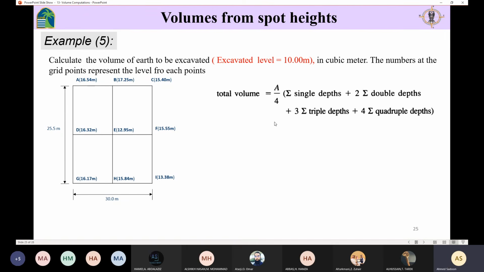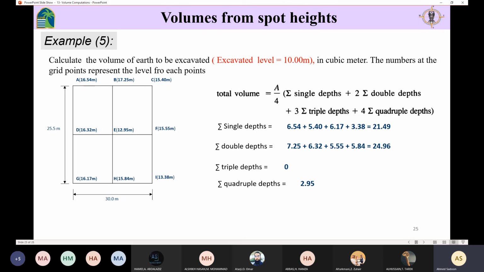So I'm going to apply this formula again. Nothing is going to change, except that instead of putting 16.45, this one is going to be subtracted. I'm going to subtract 10 from this value, and from this value, and from this value, and from that value, and so on. Just like that. I'm going to apply everything. The only difference is that in the previous example we had the depth of cut, and here we have the reduced level at each point, and we have the excavated level. I'm going to follow the same concept.